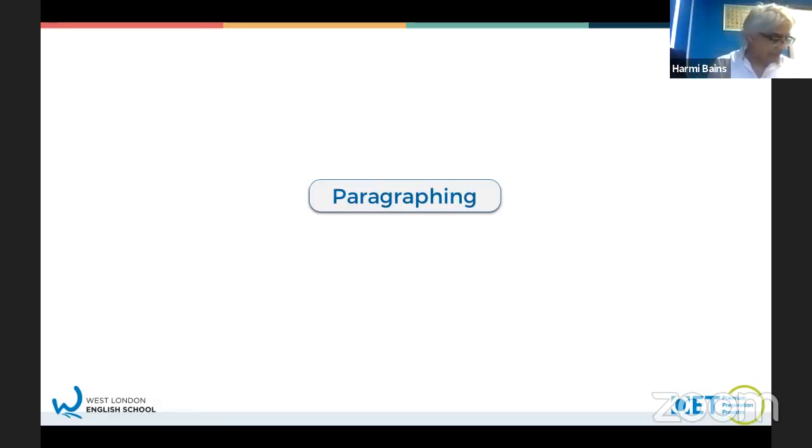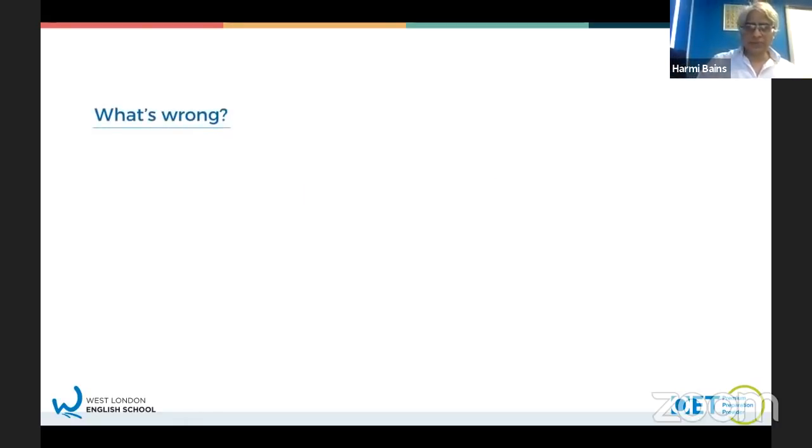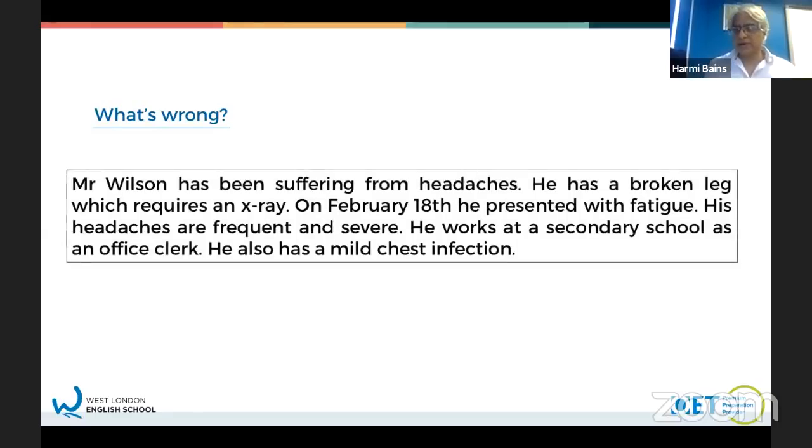We're also going to look at paragraphing just quickly, and we're going to do a quick task with paragraphing, because as well as your whole letter needing to be well organized, your paragraphs also need to be organized. Okay, what's wrong with this paragraph?